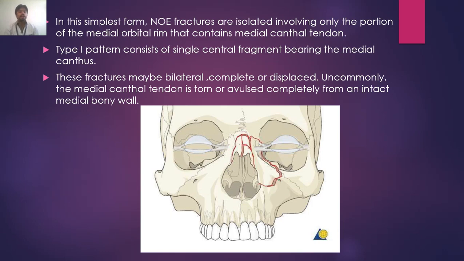Type 1 pattern consists of a single central fragment bearing the medial canthal ligament. These fractures may be bilateral, complete, or displaced. Uncommonly, the medial canthal tendon is torn or avulsed completely from the intact medial bony wall.